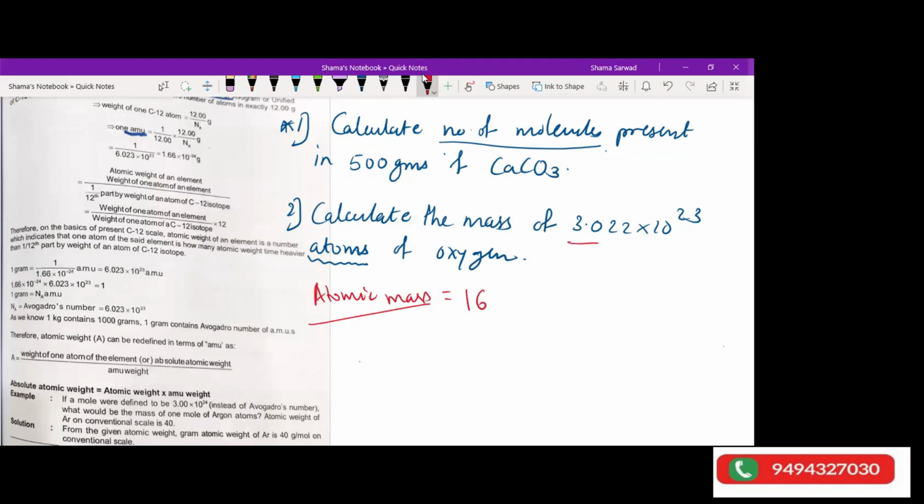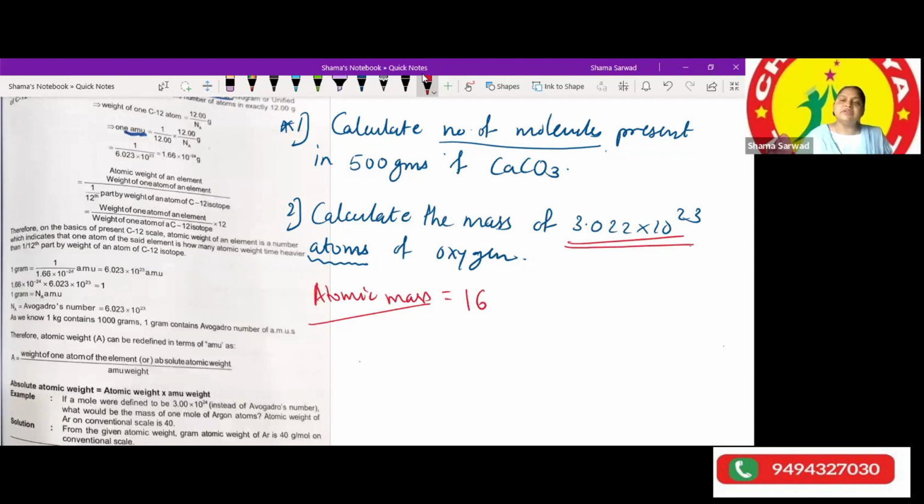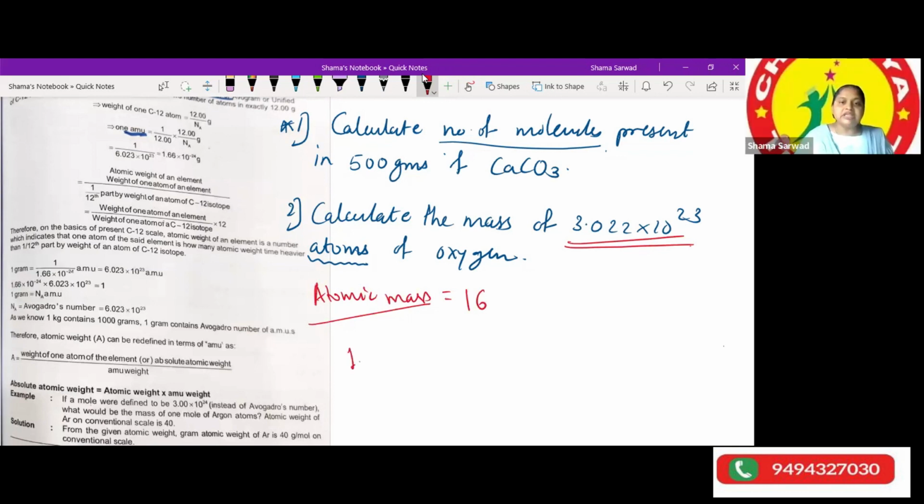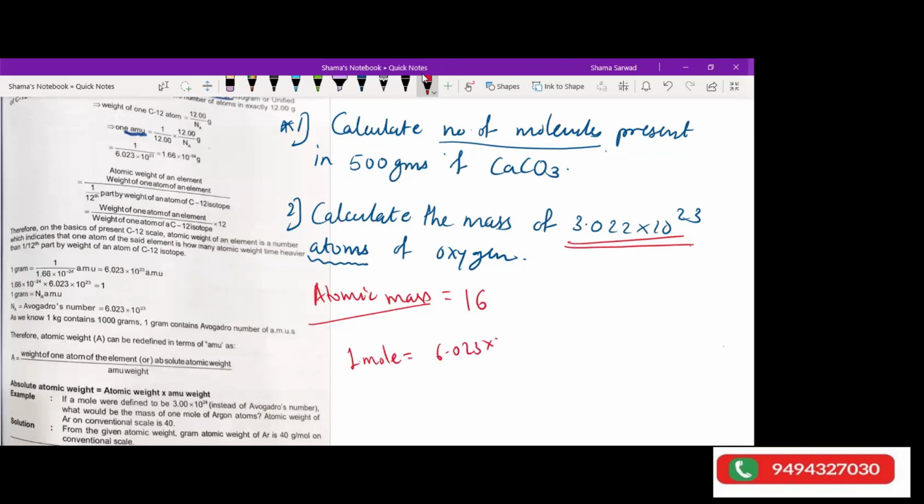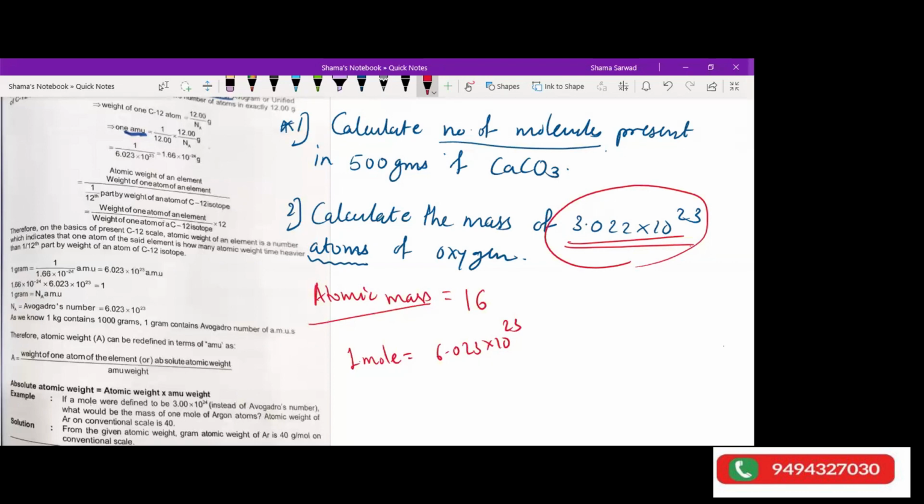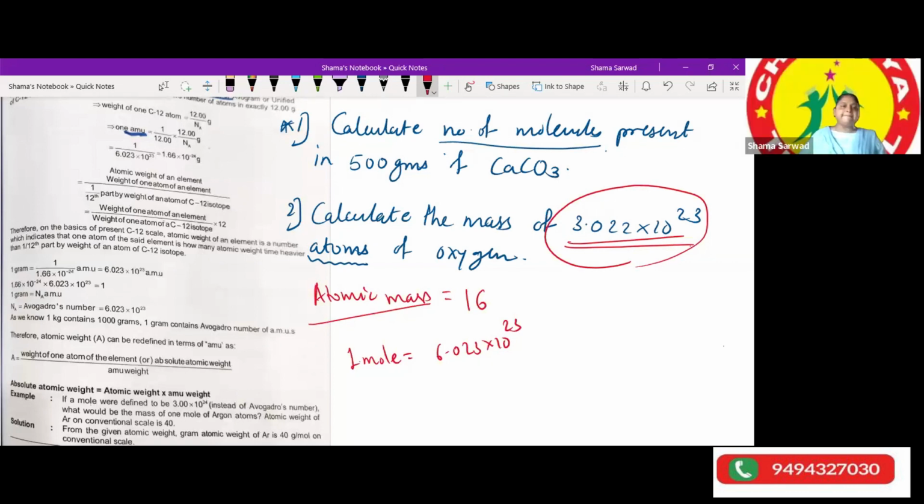Now, number of atoms is given. What is it? 3.022 into 10 raised to 23, correct? 1 mole is equal to how many? 6.023 into 10 raised to 23. What do you come to know by looking at this? It's just a half. So half mole, right? 0.5 mole. How are you going to calculate the given mass?